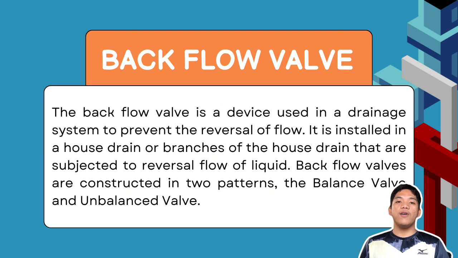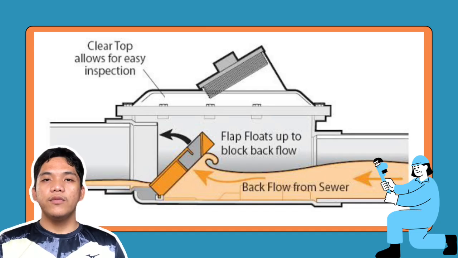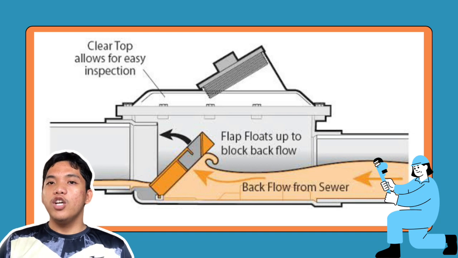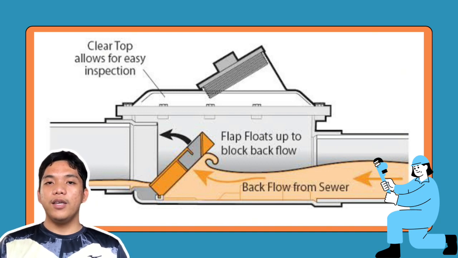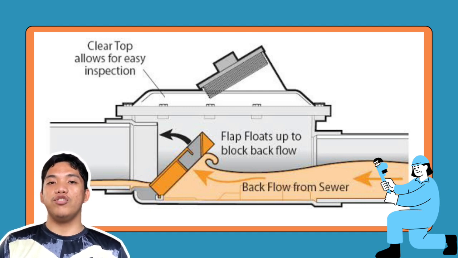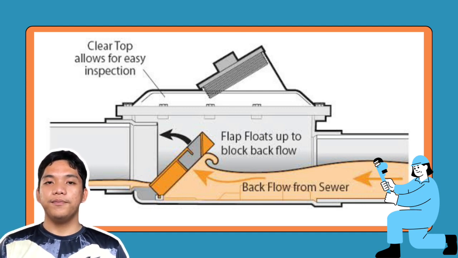So the backflow valve is constructed into two patterns, which are the balanced valve and the unbalanced valve. To better look at the backflow valve, this is a picture of a backflow valve. Kung mapapansin ninyo, itong parang gate na ito dito banda is what we call the flapper. And that flapper, pag alam niya na talaga na magkaroon ng reversal of flow, automatically nag-close ito siya.